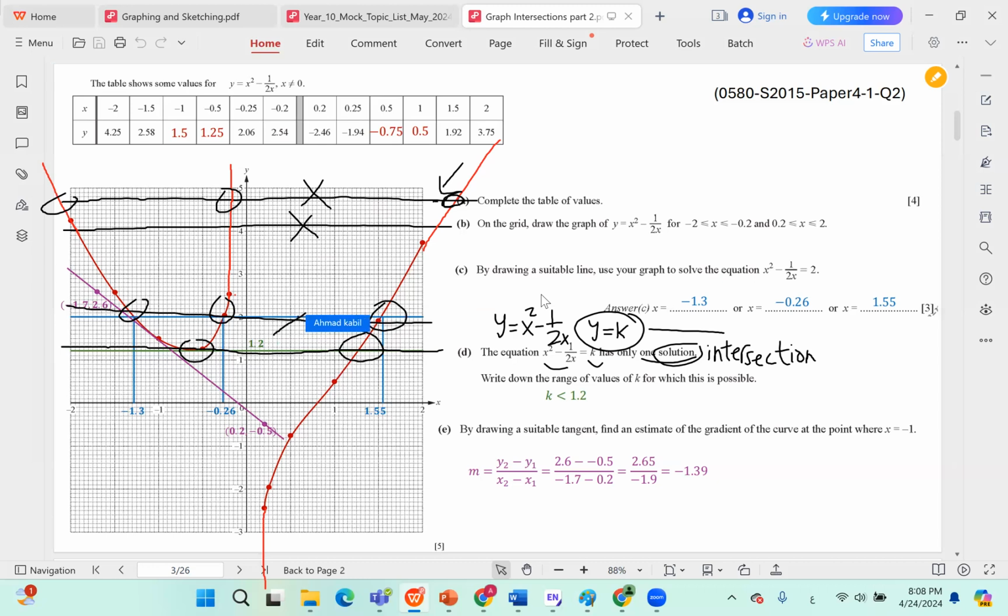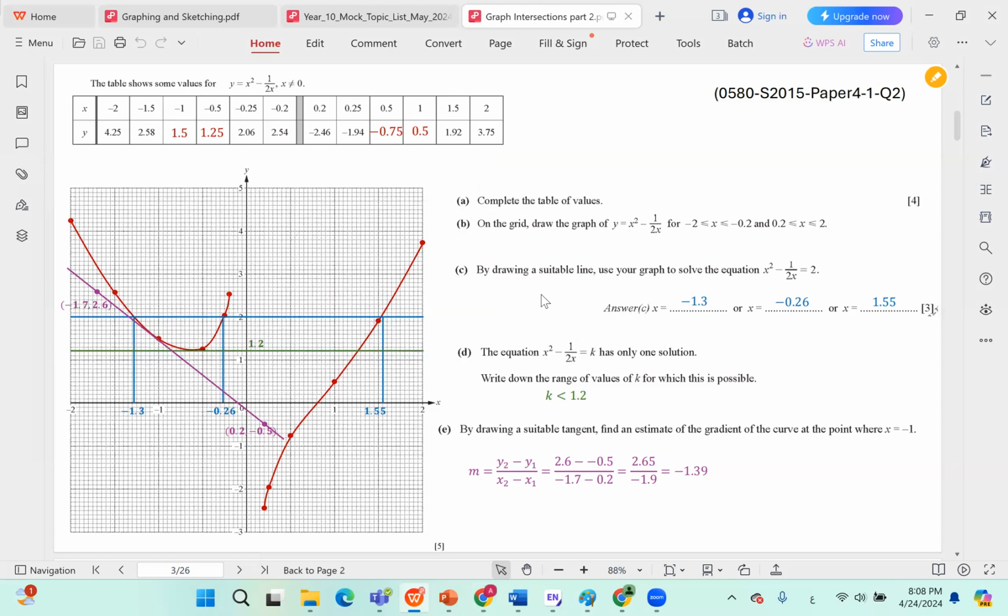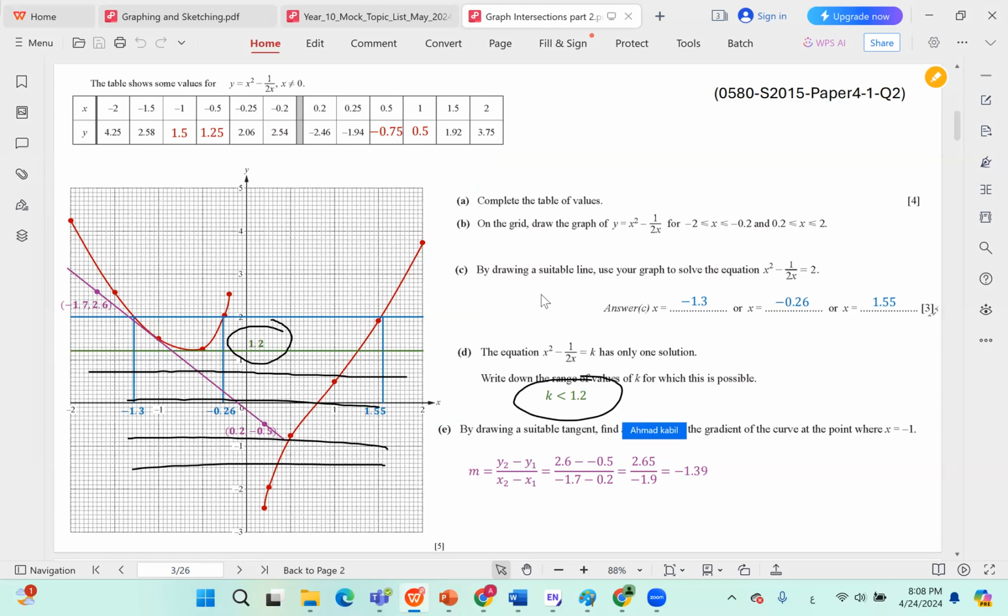So the value here is 1.2. So if I draw the line y equals 1.2, which is the green line that was drawn already on the screen, this cuts the curve at 2 different points. So it's not what we want. However, any line below the green line will cut the curve only once. So anything less than this value would work. So k has to be less than 1.2, not less than or equal, because like we said, this would cut the curve twice. However, less than would work.